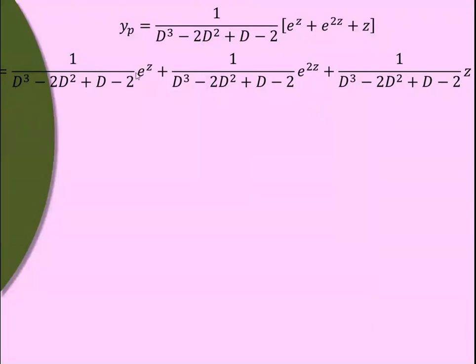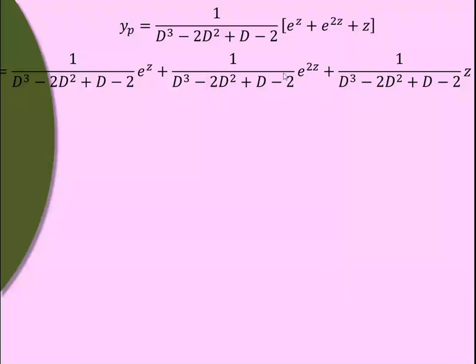Okay, for e raised to 1z, we have to replace D by 1. 1 cube minus 2 into 1 plus 1 minus 2. Is it 0? No. So no problem with the first term. For the second term, we have to replace D by 2. 2 cube minus 2 into 2 square plus 2 minus 2. 2 cube minus 2 into 2 square get cancelled, 2 gets cancelled. So it becomes 0. So it is a case of failure. And if we have such a case, then what to do?